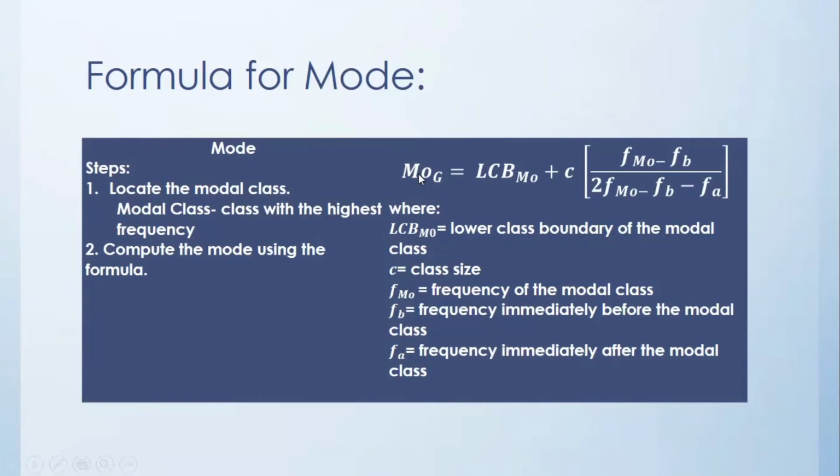So, the formula for mode, so we have MO sub G is equal to the LCB sub MO or the lower class boundary of the modal class plus C or class size multiplied to FMO or the frequency of the modal class minus FB or the frequency immediately before the modal class all over 2 times the frequency of the modal class minus the frequency immediately before the modal class and minus FA, which is the frequency immediately after the modal class. So, let's explain this formula on the next slide.